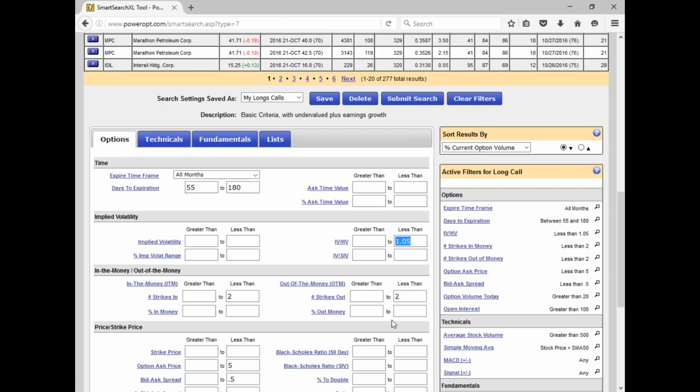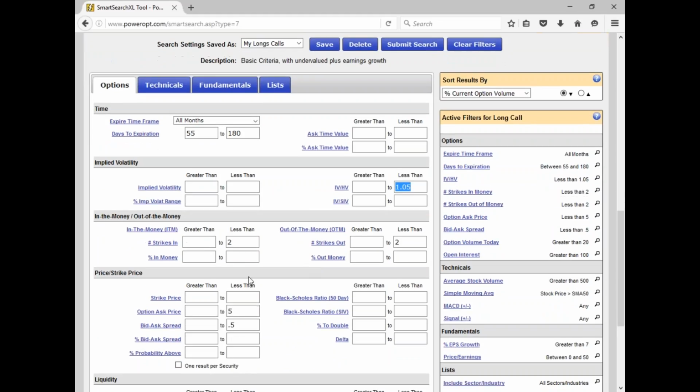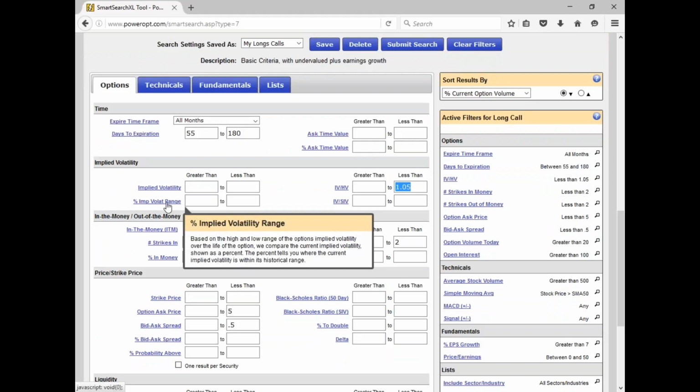Since this is a long call, the default is looking for an IV over HV, implied volatility of the option divided by historical volatility of the stock, of less than 1.05, which means that we're only looking for options that may be as high as 5% overvalued, but they have to be undervalued with the implied volatility compared to the stock volatility. More importantly, there's also the percent implied volatility range. This shows you where the option's implied volatility is right now compared to where it has been over the life of the option. So this is a good thing to view.